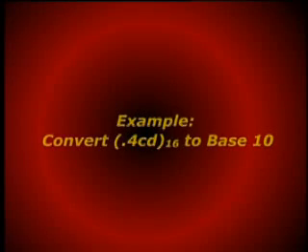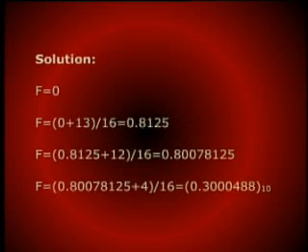We start with f equal to 0. Next, we read the value on the rightmost side, which is d, equivalent to 13. So 0 plus 13 divided by 16, we just convert it, and this is 0.8125. Then we read the next digit, which is c, add to this and again divide by 16, and we get the corresponding number. Finally, the last one is 4, and we divide another time by 16.